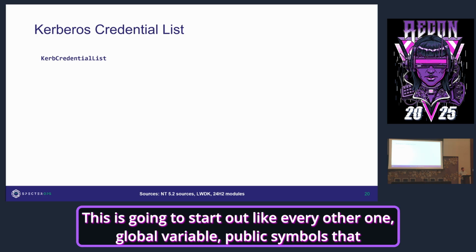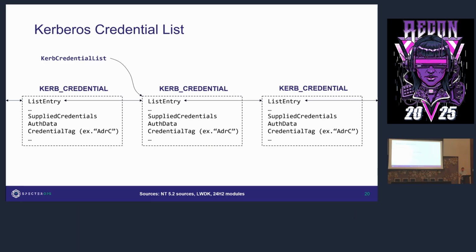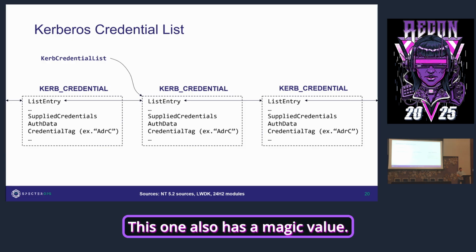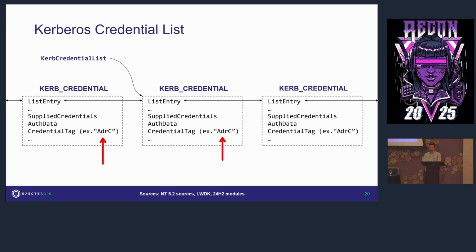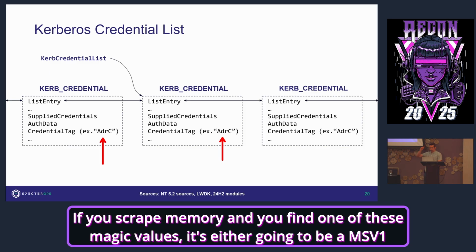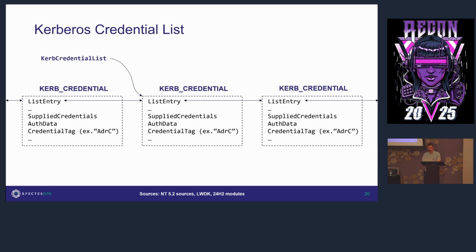This is going to start out like every other one. Global variable that you can get from public symbols. It will point to a doubly linked list. This one also has a magic value. Notice this is the same magic value that we talked about earlier with MSV1. So if you scrape memory and you find one of these magic values, it's either going to be a MSV1 credential or a Kerb credential.